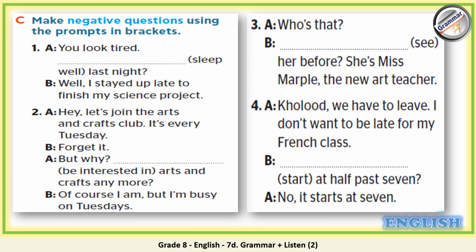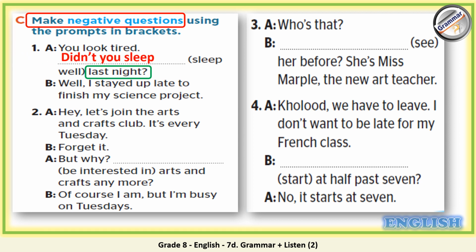Now go to exercise C. Make negative questions using the prompts in brackets. 1. A. You look tired. Sleep well last night. Last night tells us that we should use past. Very good. Didn't you sleep? Well, I stayed up late to finish my science project.